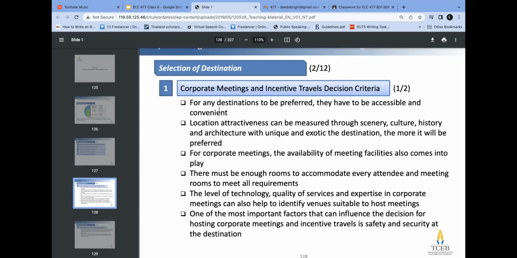Let's say for any destination to be preferred, it has to be accessible and convenient. So the keyword here is what you need to consider when it comes to running a project or creating something here, right? It must be accessible or convenient. Location attractiveness can be measured through scenery, culture, history, architecture. The more unique and exotic the destination, the more it will be preferred.